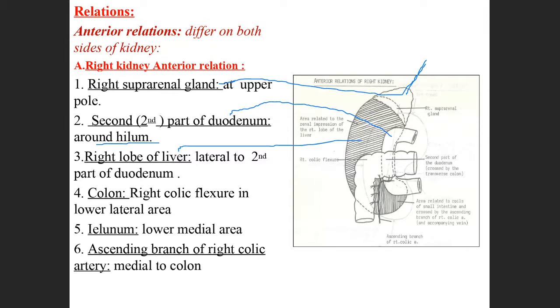So where is it present? On the lateral side to the second part of the duodenum. Next, the colon. Which part of the colon? That is the right colic flexure. And then it is the ileum. And next, this one is the ascending branch of the right colic artery. These are the structural relations of the right kidney.